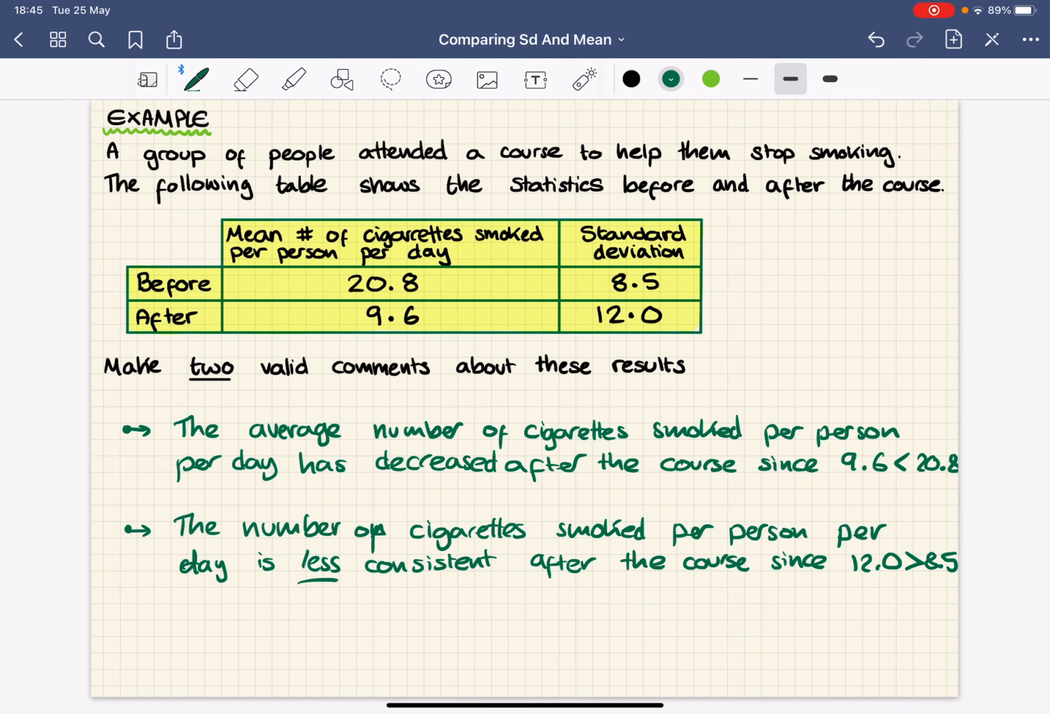So again, I must use the correct terminology, using that word average and consistent or consistency, putting it in the context and then having that numerical comparison. But again, the statements here are the exact same as what you've done before with the median and the semi-interquartile range, and the wording also translates, so those terminologies also are the same ones you use.